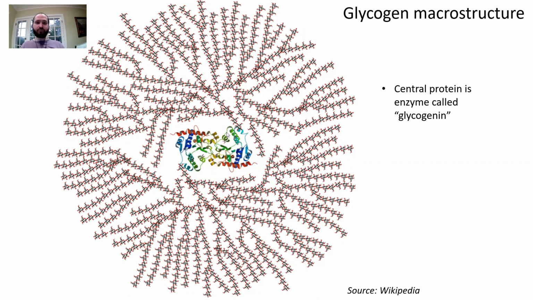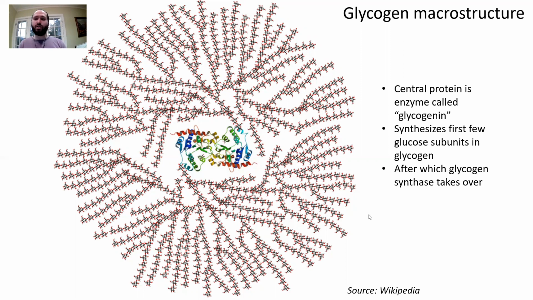The central protein here is actually an enzyme named glycogenin. We know a lot of proteins have the suffix -in, like insulin. And so this is a protein, it's an enzyme called glycogenin. And what is the role of this dude? It's not just to be a central protein. It's actually an enzyme that synthesizes the first few glucose subunits in glycogen, after which the major glycogenic enzyme, glycogen synthase, will take over. So we have an initial enzyme which synthesizes the first few subunits, after which the major one takes over and does the rest.